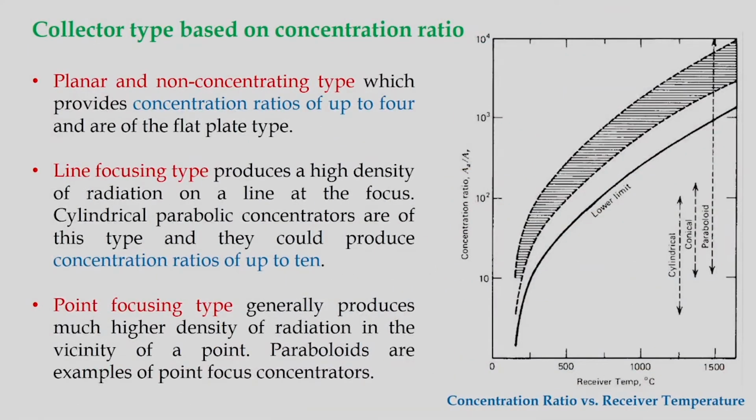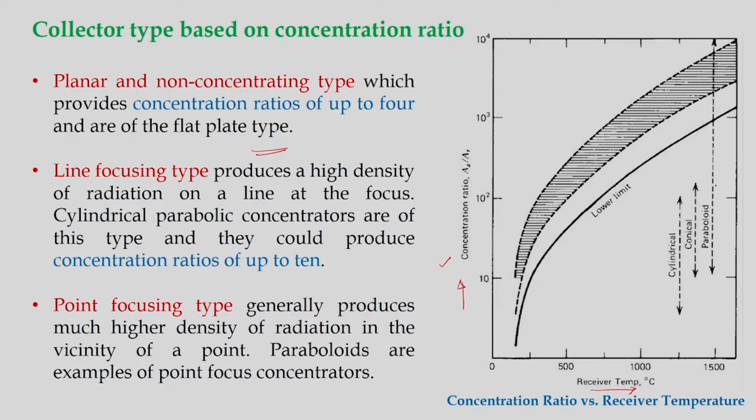And this slide shows the collector type based on concentration ratio. Okay? So, as you can see, the planar and non-concentrating type provides concentration ratios of up to 4 and is of flat plate type. Okay. So, in this figure, the vertical axis shows concentration ratio and the horizontal axis shows receiver temperature. Okay. So, these are the lower limits and this is the band. Normally, this is the band at which the concentration ratio falls when temperature increases. Okay. And ranges of operation or ranges of concentration ratios are shown.